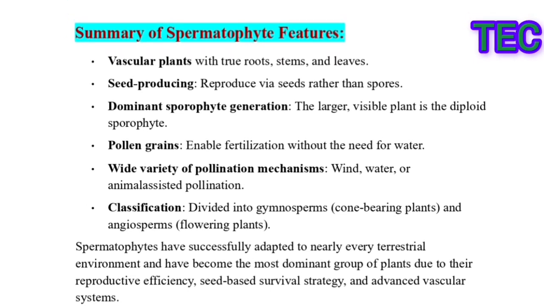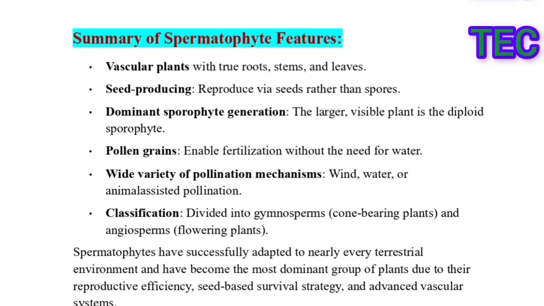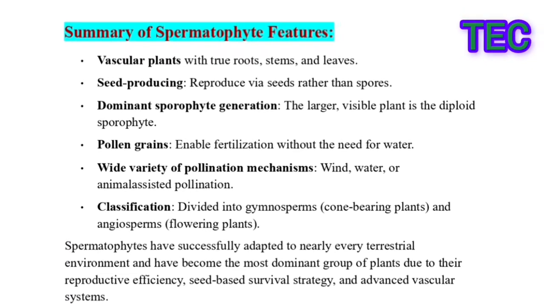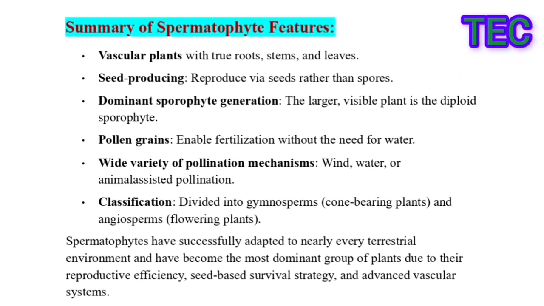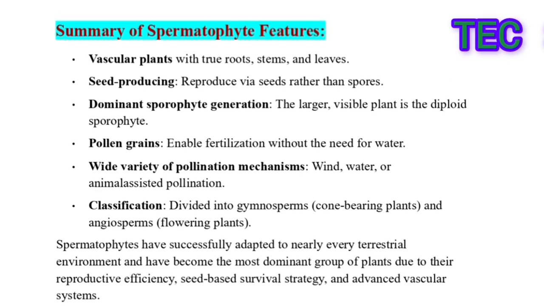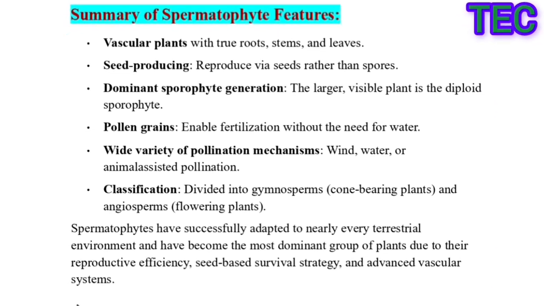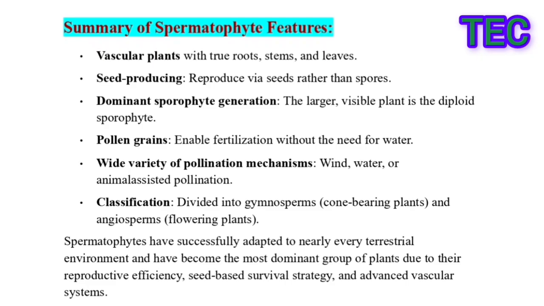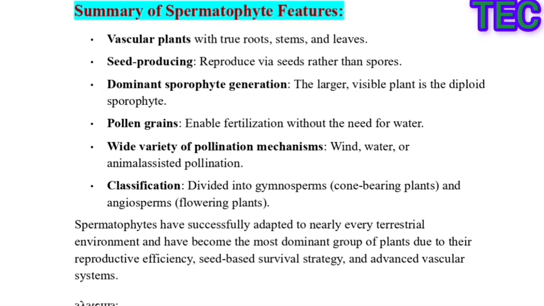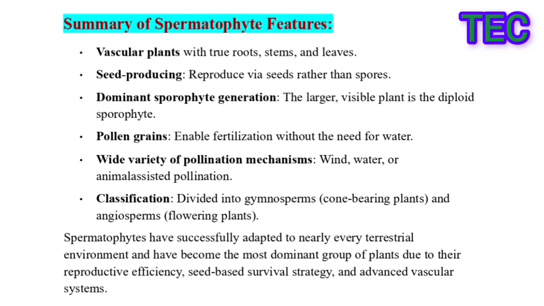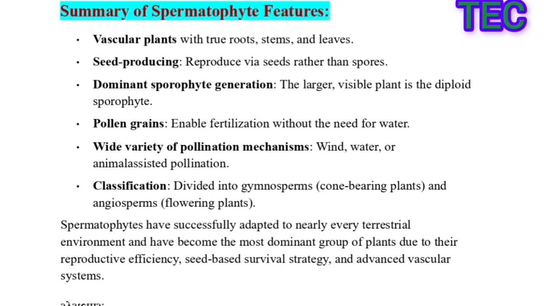Assisted pollination. Classification is divided into gymnosperms, that is the cone-bearing plants, and angiosperms, the flowering plants. So spermophytes have successfully adapted to nearly every terrestrial environment and have become the most dominant group of plants due to their reproductive efficiency, seed-based survival strategy, and advanced vascular system.